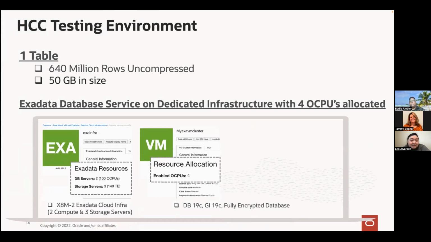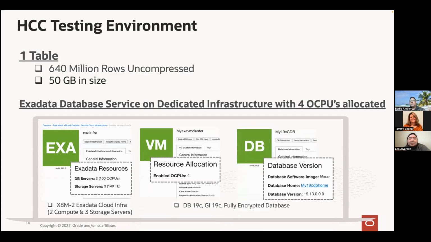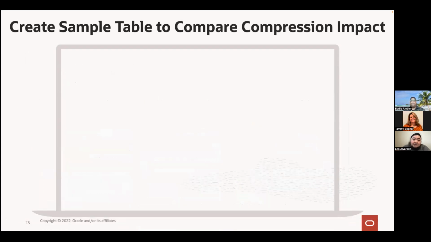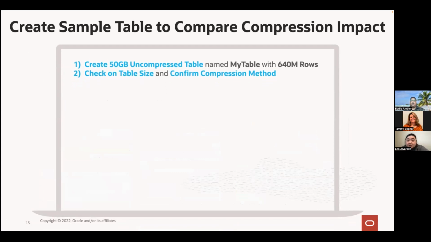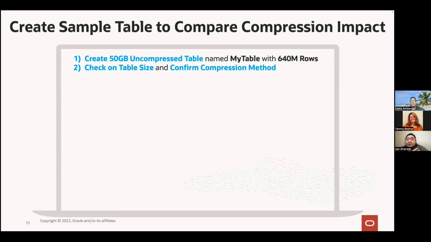So we spin up the flexible infrastructure, which comes with 2 database servers and 3 storage servers, and then we just enabled 4 OCPUs. And then we have created a 19C database running on a Grid Infrastructure 19C, a fully encrypted database. So that's our testing environment for this demo. Awesome. And then we create the sample table just to prepare the HCC discussion.